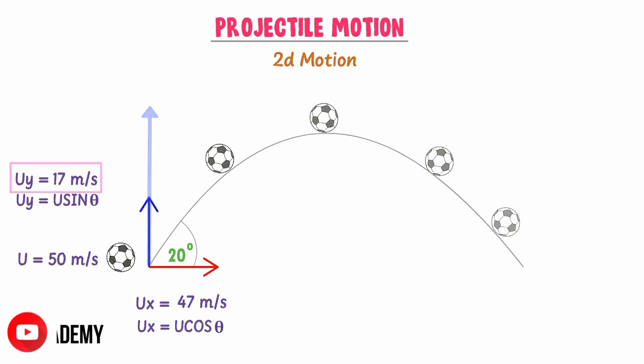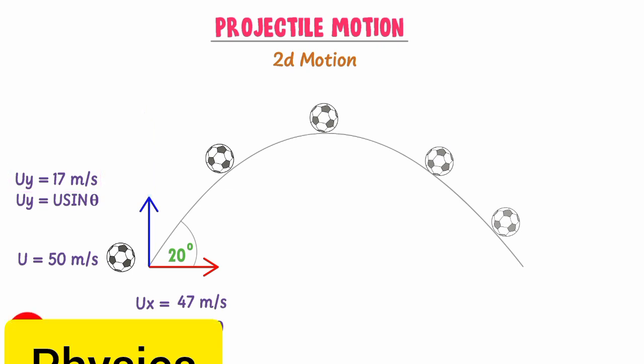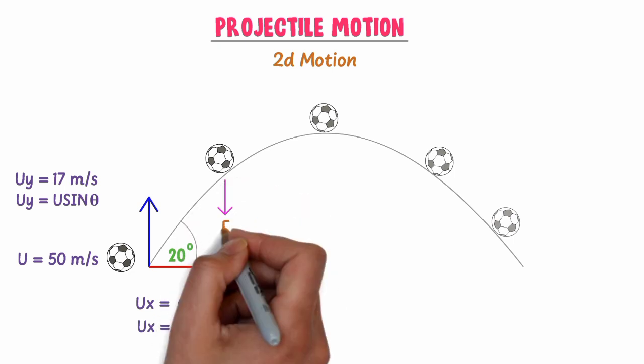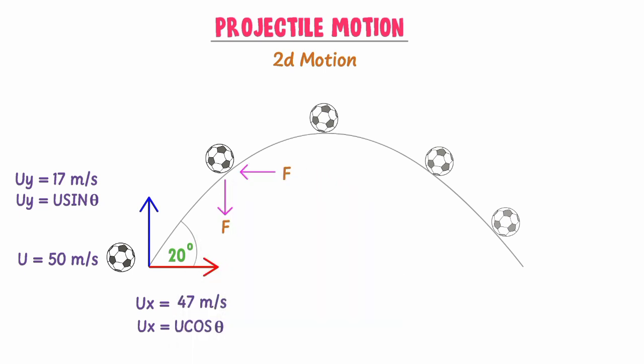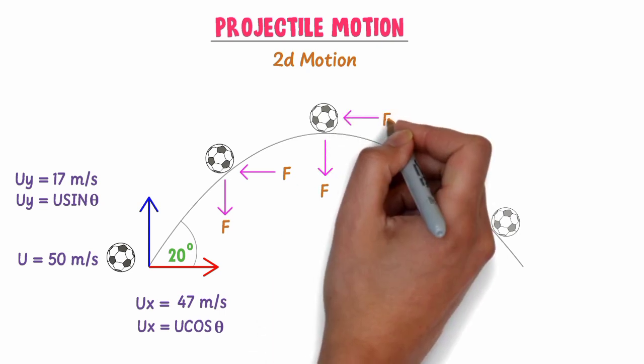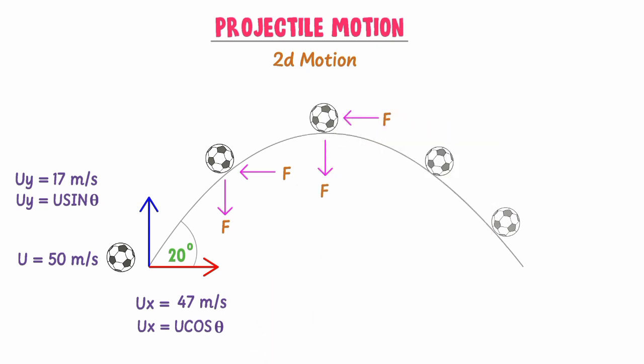Now listen carefully. The ball is moving in the air. The ball experiences two types of forces. For example, at this point, the ball experiences the downward force of gravity and air resistance in this direction. At this point, the ball experiences the force of gravity and air resistance. At this point, the ball experiences the force of gravity and air resistance.